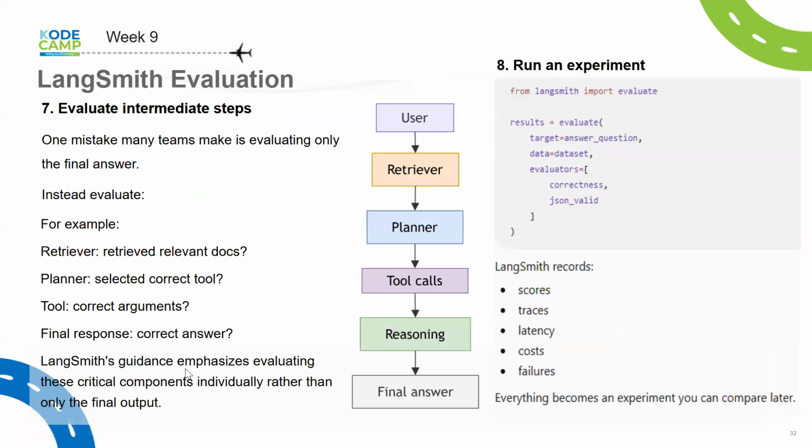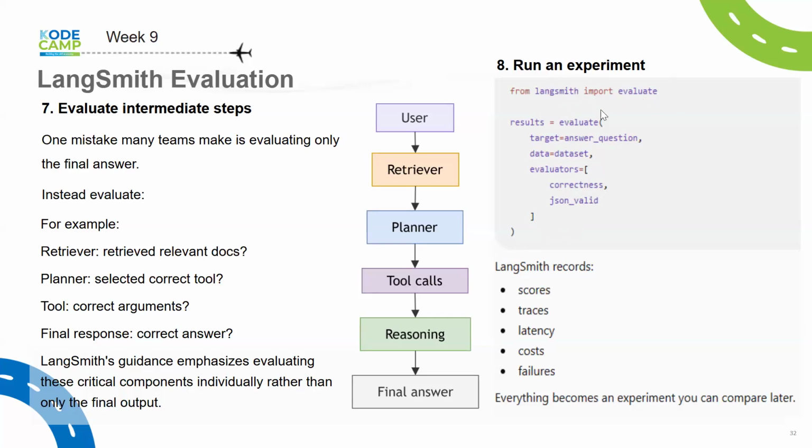So at the end of the day, we now run the evaluation. When you're running the evaluation, you specify the target, which is the function that you're trying to evaluate. This function wraps the agent that you're trying to call. Then you add the data set that you have created. Then you add the evaluators that you want to use to evaluate various aspects. In this case, we want to evaluate for correctness, and we also want to evaluate for valid JSON. Okay. And we run it.